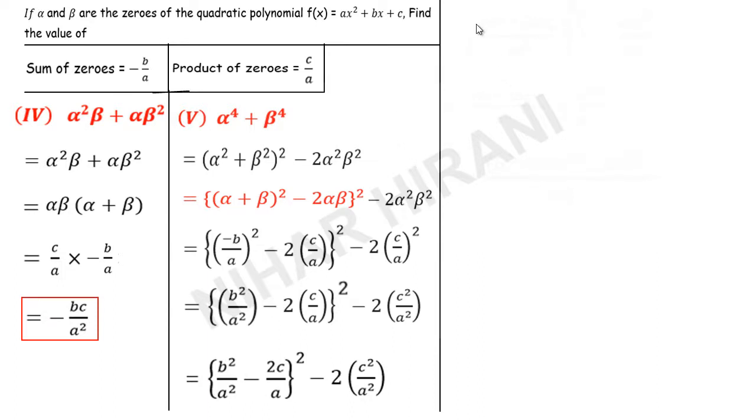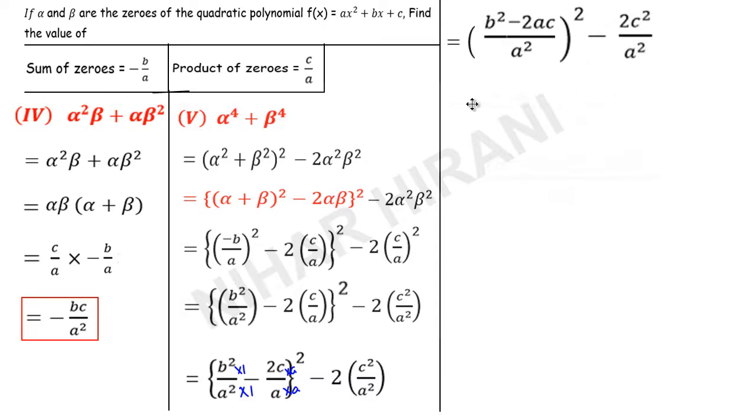So if I simplify, this will go like this: b square minus 2ac. Why 2ac? A square times what gives you a square? 1. So this will be multiplied by 1. And a times what gives you a square? a. So here the numerator will also be multiplied by a. So 2c times a is 2ac. In the denominator your LCM is a square whole square, and here minus 2c square upon a square.